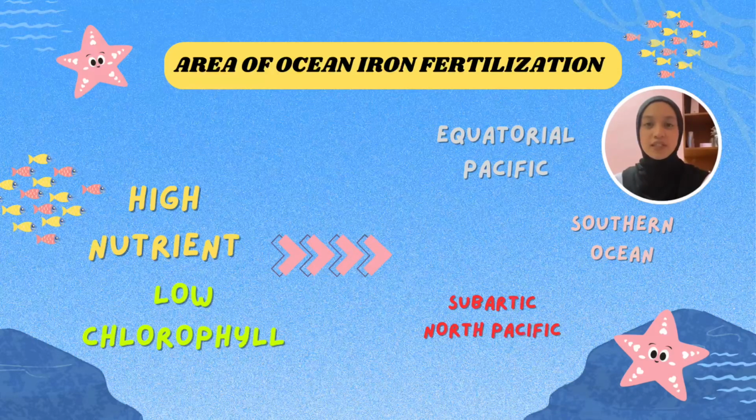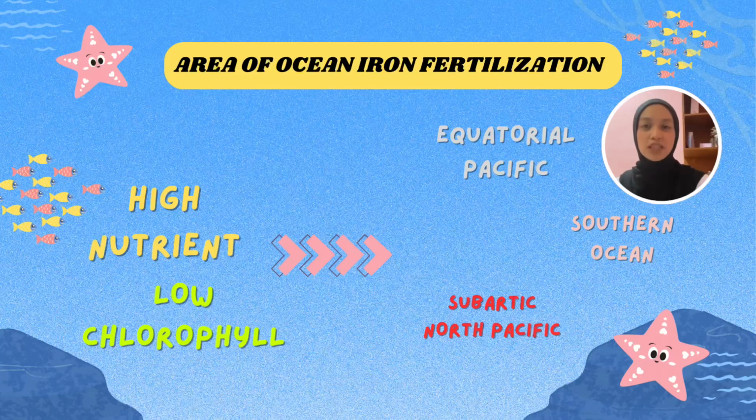Ocean iron fertilization is most effective in specific regions known as high nutrient, low chlorophyll areas or HNLC zones. These areas have plenty of nutrients like nitrate and phosphate, but they lack enough iron to support large phytoplankton blooms. By adding iron, we can unlock the potential of these waters to absorb more carbon dioxide. Some of the key HNLC regions where OIF has been studied include the Southern Ocean, the Equatorial Pacific, and the North Pacific. These zones are considered ideal for OIF experiments because a small addition of iron can lead to a big impact on phytoplankton growth and carbon uptake.